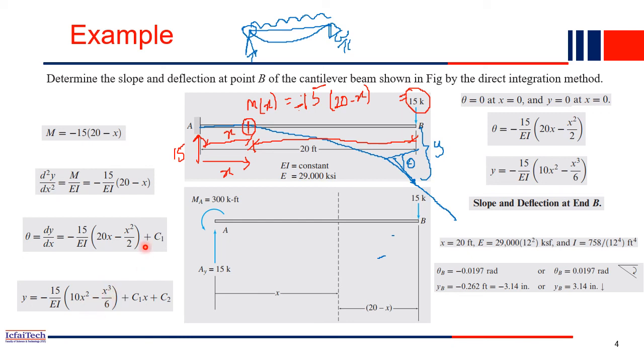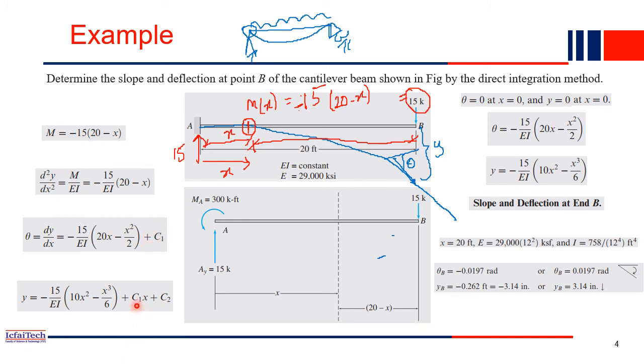So x cube by 3 into 2, 6 came, plus integration of constant c1 into x plus c2. One more constant came because two times you are doing the integration, right? So now these two, theta and y, this is our main objective to find out. But if you see, we have the constants also, c1 and c2.